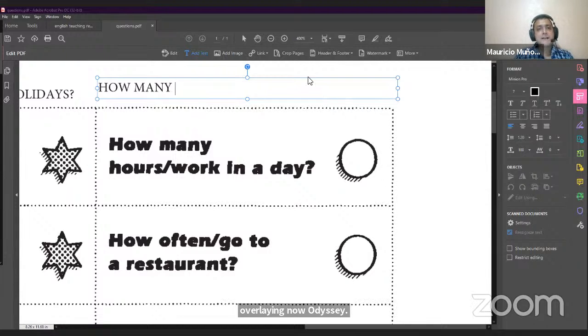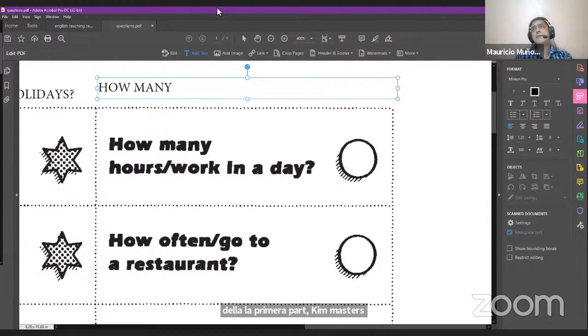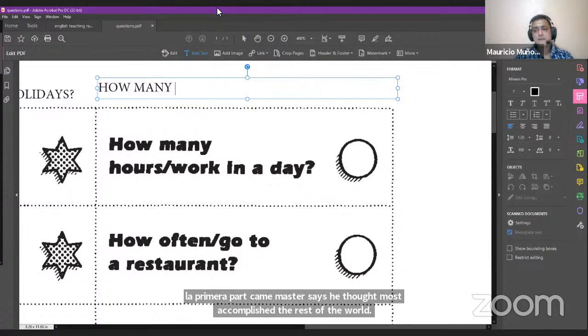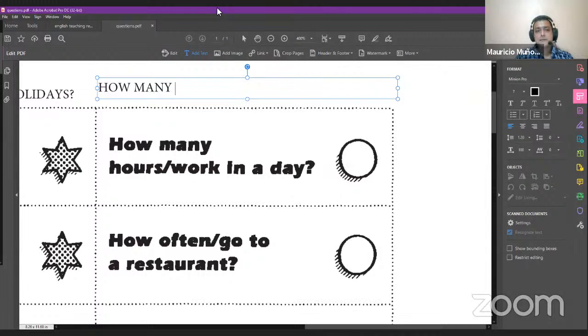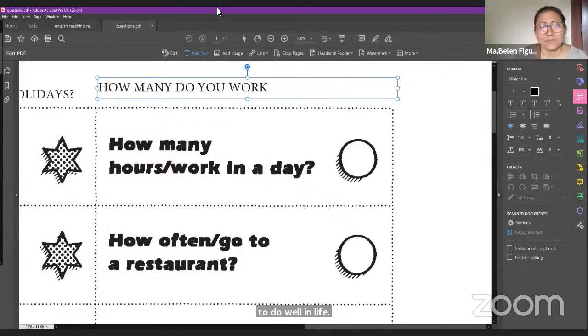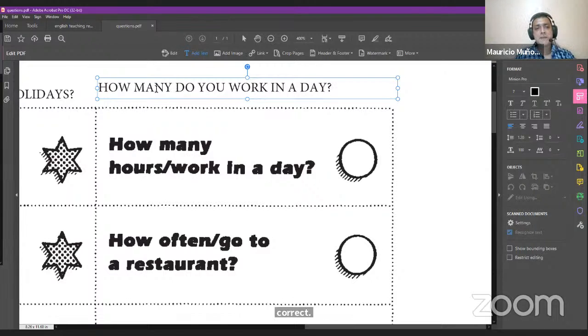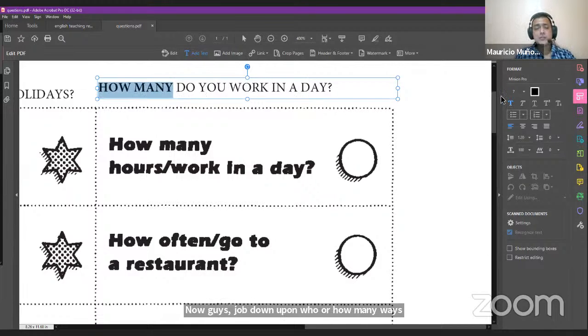Ya le he ayudado en la primera parte. ¿Qué más necesitamos para completar esta pregunta? Do you work in day? Okay. Correct. Now, guys, jot down. Apunte, por favor. How many? ¿Cuántos o cuántas? How many?